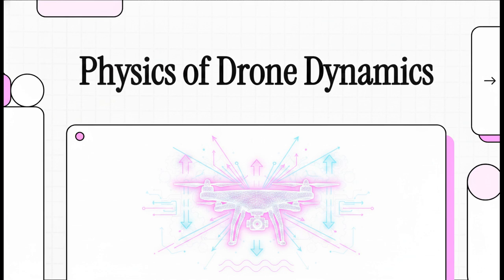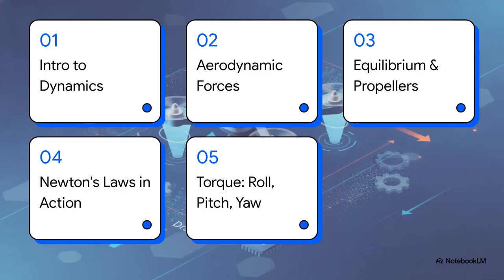We're looking at the precise engineering and physics that allow a chunk of metal and plastic to just gracefully suspend itself in midair. So, if you've ever wondered about the invisible physical laws at play here, you are absolutely in the right place. Here is our roadmap for today. We're going to build our understanding step by step, starting with a quick intro to dynamics, moving on to the 4 aerodynamic forces, unpacking equilibrium and propellers, checking out Newton's laws in action, and wrapping it all up with torque, specifically roll, pitch, and yaw.